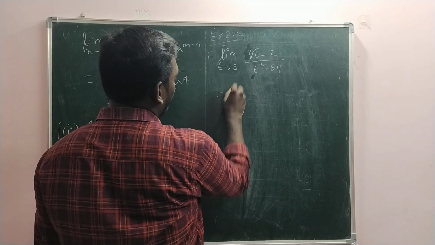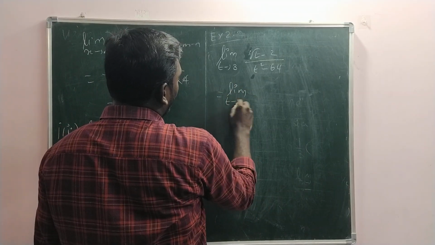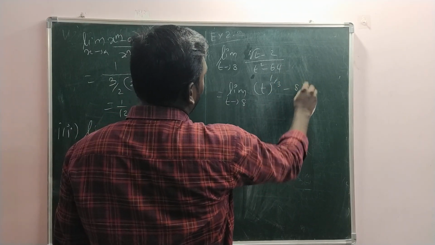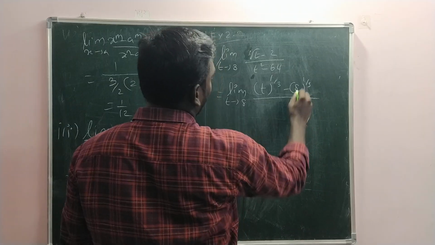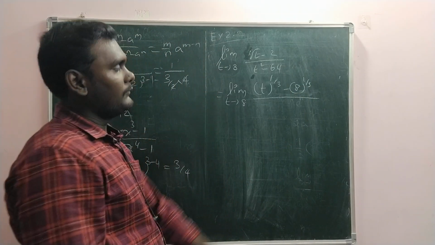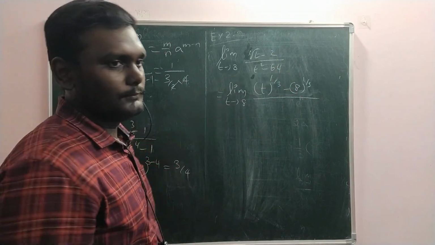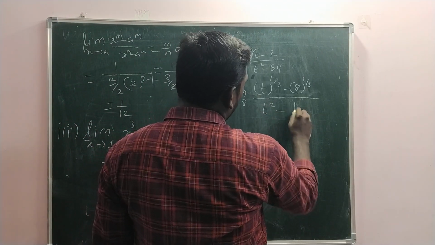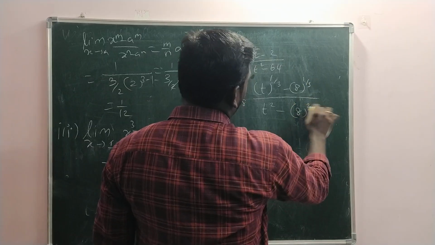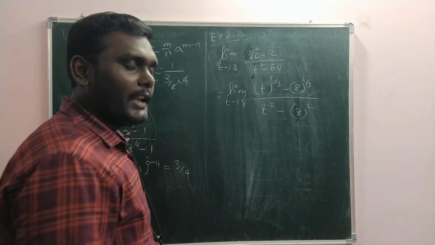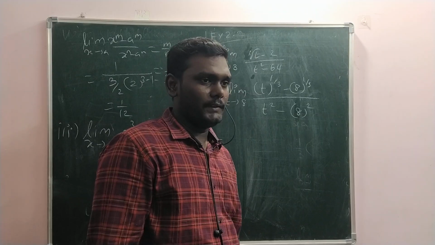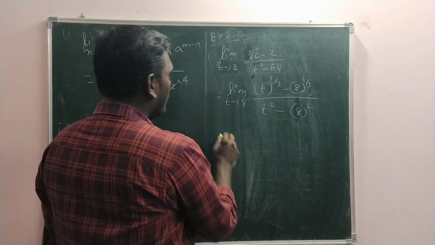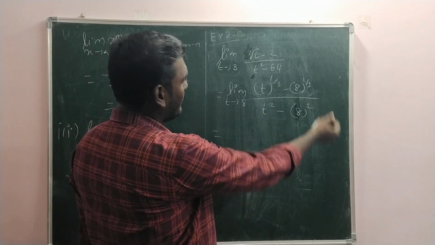But standard limits also we can use. So limit t tends to 8, this is t power 1 by 3 minus 8 power 1 by 3. Why 8 power 1 by 3? That is cube root of 8, and cube root of 8 is 2. Like that, t square minus 64 means 8 power 2. Here n can be a real number also, and a is a positive integer.